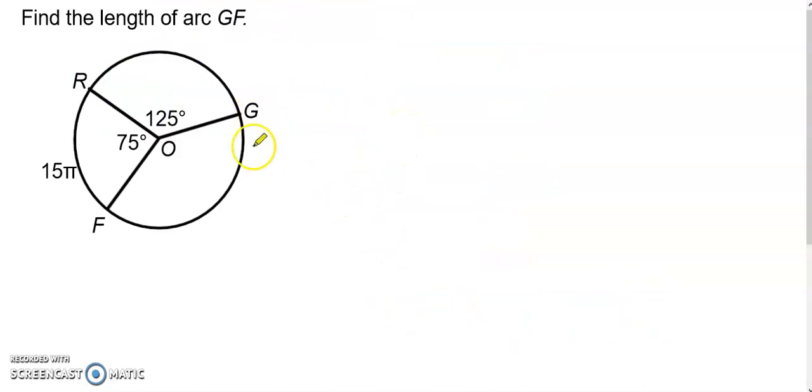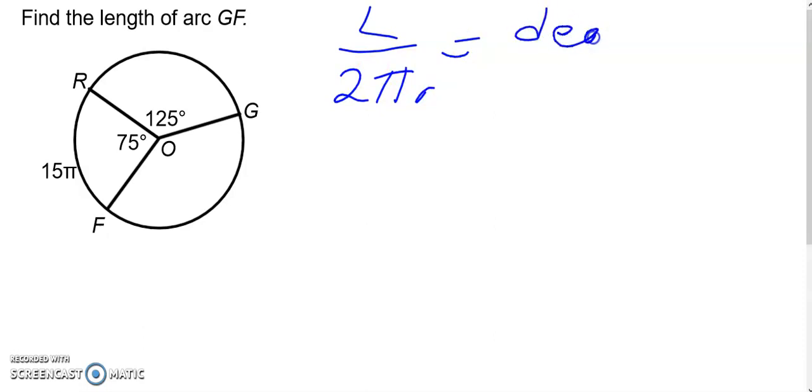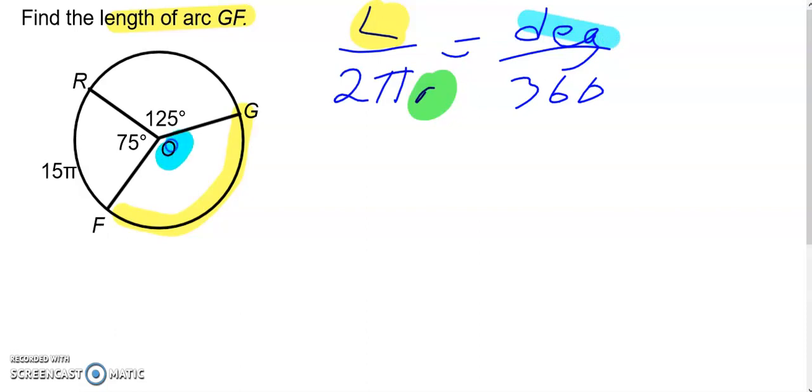So let's find the length of arc GF. We're going to see something like this on our test. So arc length over circumference, 2 pi r, equals degrees over 360. Now we are looking for the arc length GF, it's that arc there. So we must know the radius of this circle. They didn't give us radius. And we have to know degrees in that arc, and they didn't give us that either. Oh my goodness. Wait a minute.